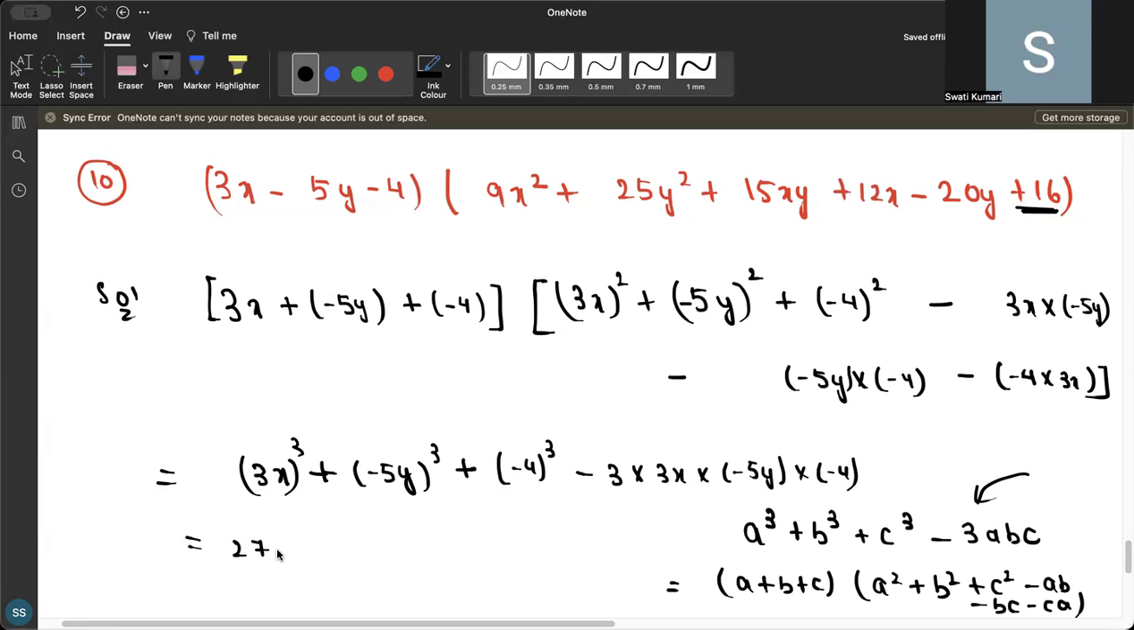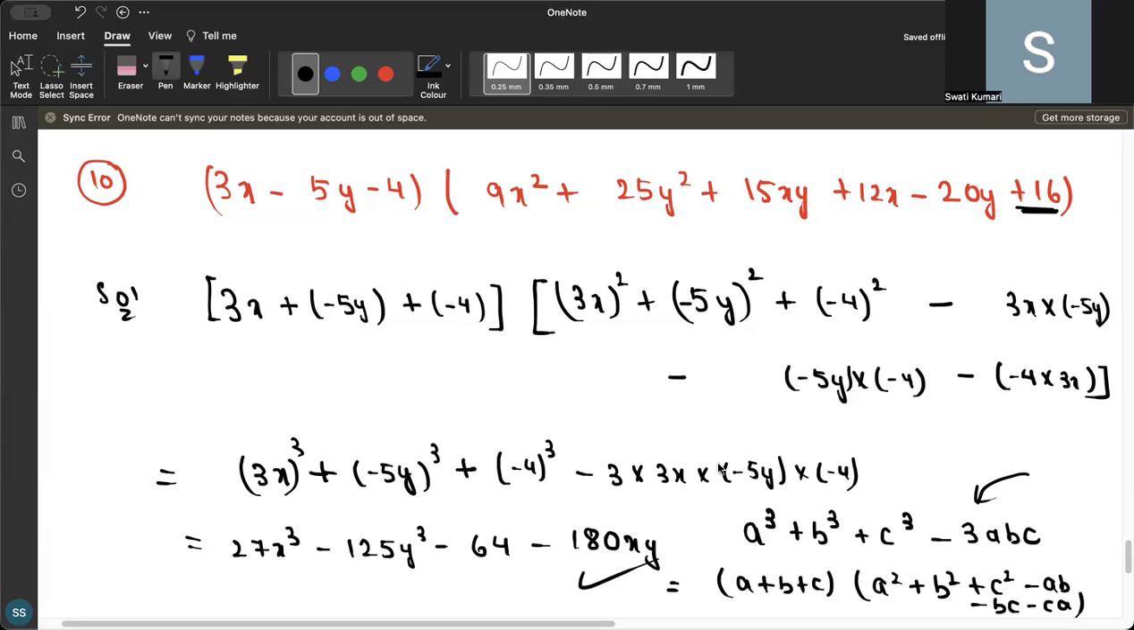This will become 27x cube. This was a very little different question, but yeah, minus cube. So it will be minus sign, minus into plus is minus 125y cube. This will become minus 64. And this, if you multiply, it will become minus into minus plus, plus into minus minus, 3 into 3, 9, 9 into 5, 45, 45 into 4 will be 180xy. A bit complicated, but yes, I hope you have understood this.